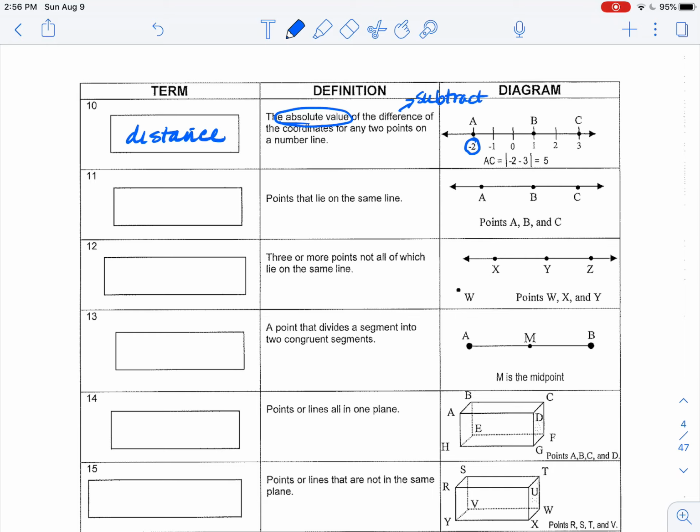So -2 minus 3, and it's the absolute value. So -2 minus 3 is the absolute value of -5, which is 5. Remember, absolute value is always a positive.